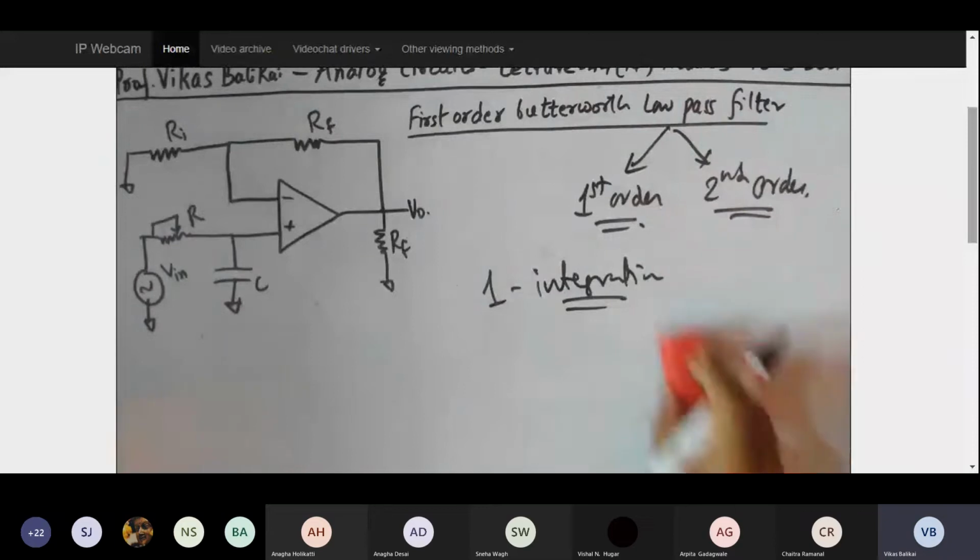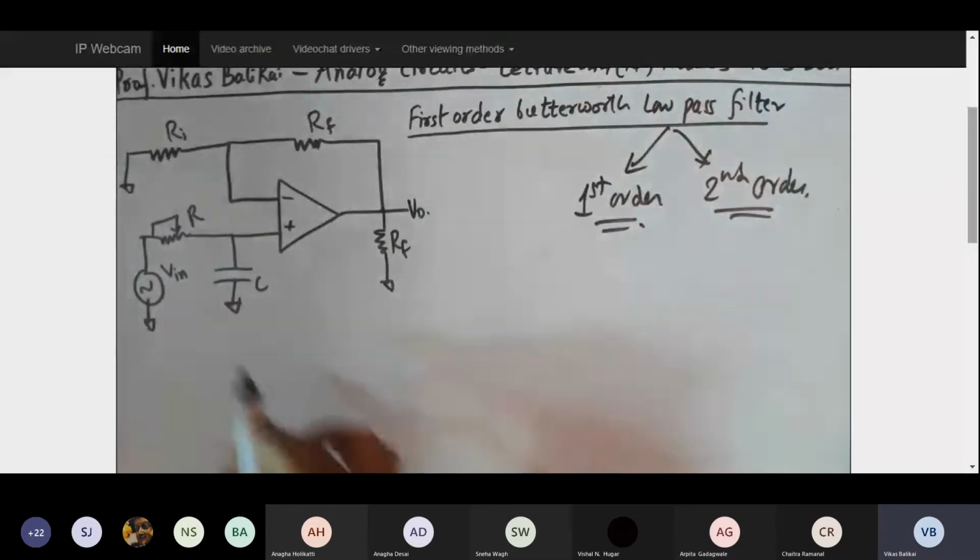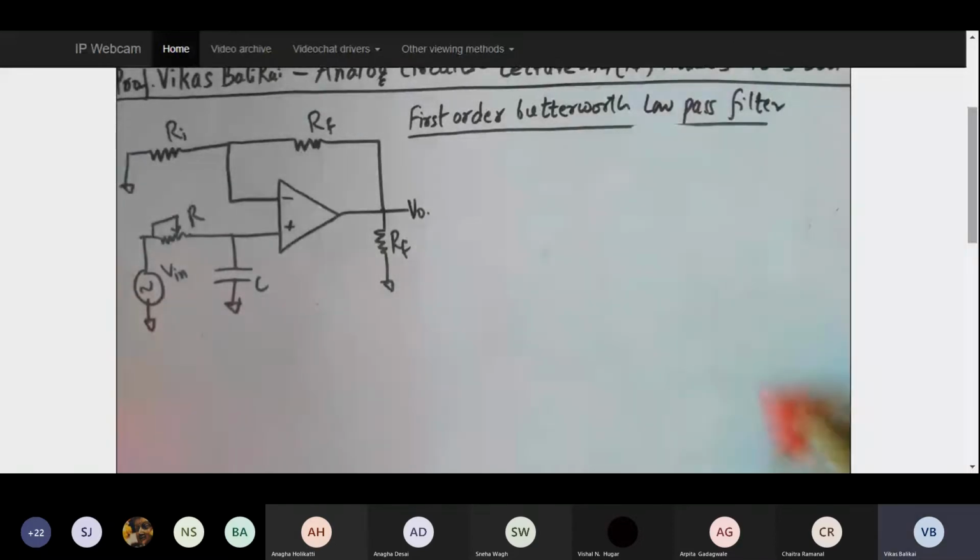So ordering, in simple terms, if there was only one R and one C component, I can say it is a first order filter. If R and C are more in number, like if there are 2R and 2C, that will result in a second order filter. So in the low pass filter categorization, we are going to discuss both first order as well as second order. And once we know the exact working of the first order, understanding the second order filter will be very easy.